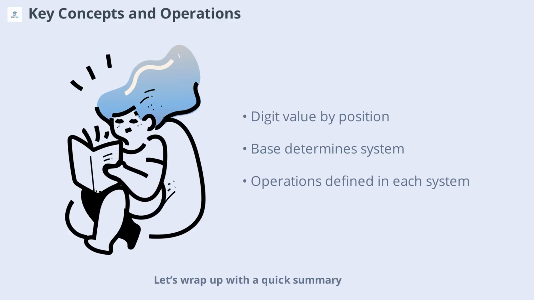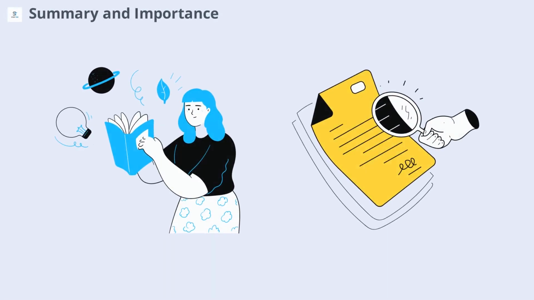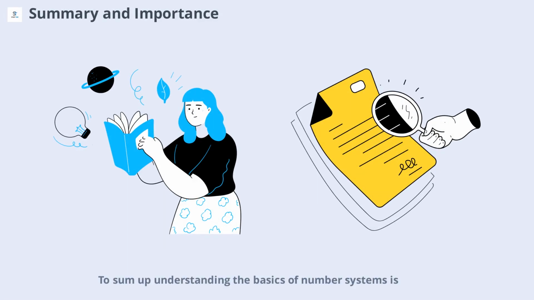Let's wrap up with a quick summary. To sum up: understanding the basics of number systems is crucial for learning mathematics and its applications. We've covered natural numbers, whole numbers, integers, rational and irrational numbers, real numbers, and the main numeral systems. These concepts form the backbone of all mathematical reasoning and problem solving. Whether you're studying math, science, or technology, a solid grasp of number systems will help you succeed.